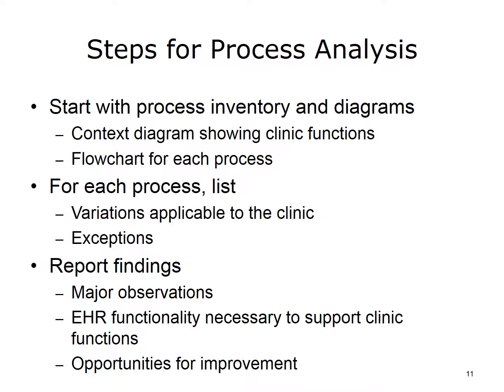For this, we recommend a less detailed approach. By less detailed, we mean identifying the major things that, based on a clinic's core functions, the EHR needs to do and understanding how the clinic does each. We adopt the less detailed approach here. Start with process inventory and process diagrams, covered in Units 2 and 3. These should provide a context diagram showing clinic functions and a flowchart for each process. For each process, list the process variations applicable to the clinic, as well as exceptions that often occur. For example, for a patient visit, a common exception would be that a patient cancels or does not show up.